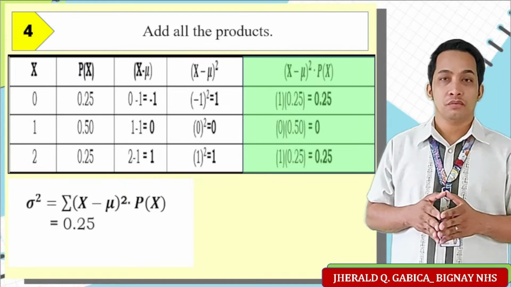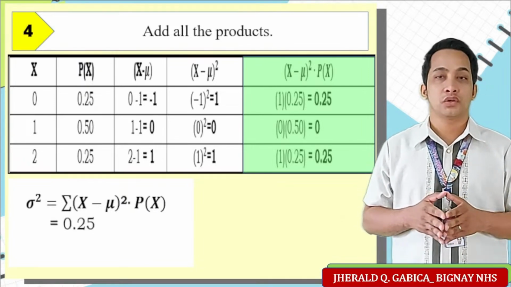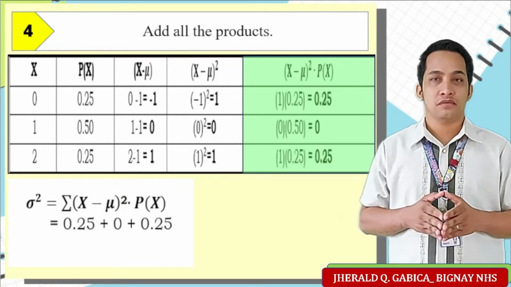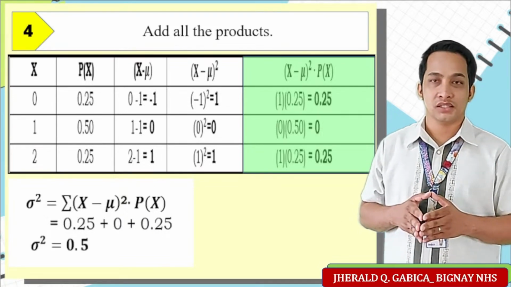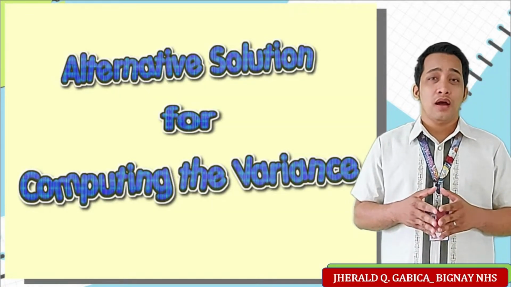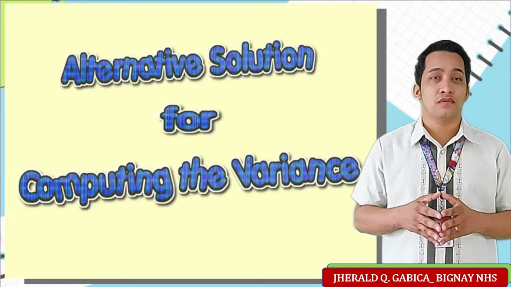So 0.25 plus 0 plus 0.25 is equal to 0.5. And that is our variance. Using the same example in number 1, here are the steps in computing the variance.